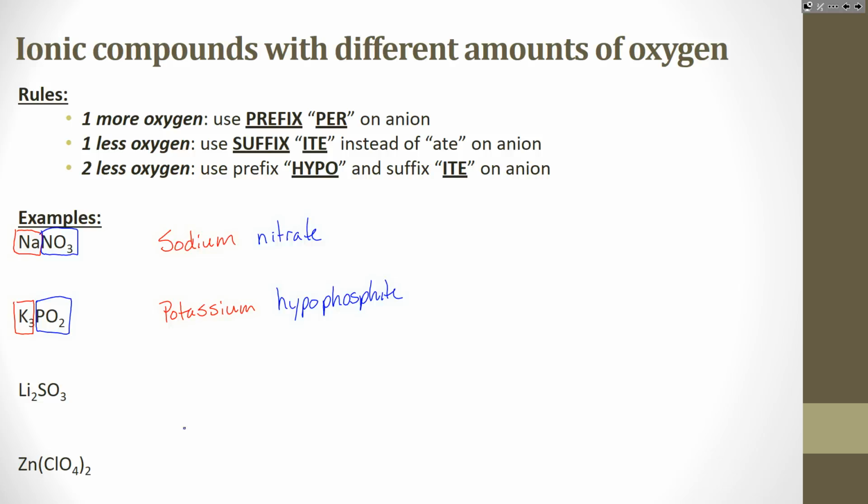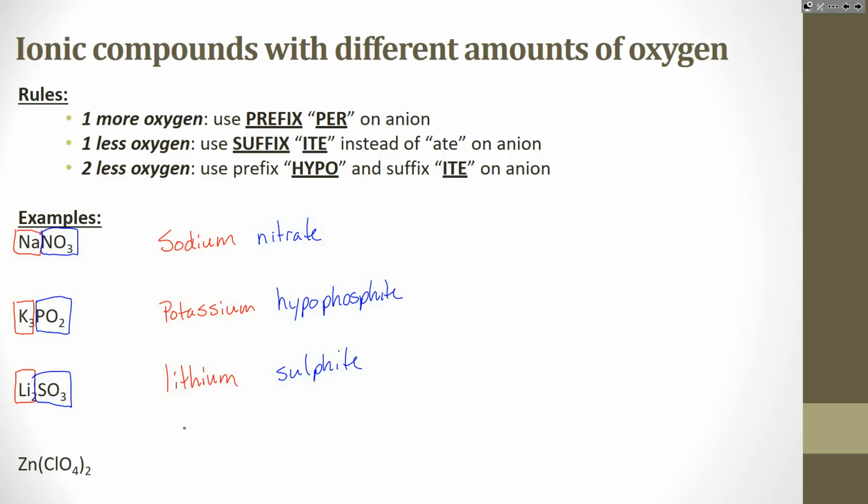LiSO3, so Li is a metal, so that's lithium. And then SO3 is my nonmetal group, and that one's actually on the back of your table, so it's not one we'd have to figure out the pattern for. It's sulfite. Now, why is it sulfite? Well, sulfate is SO4, so 1 less oxygen is SO3.